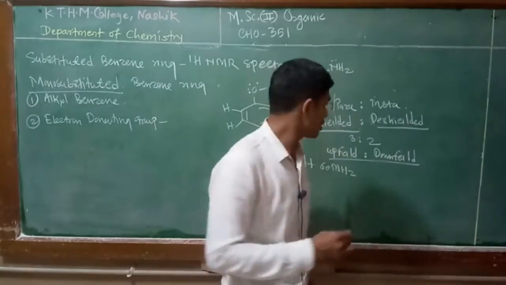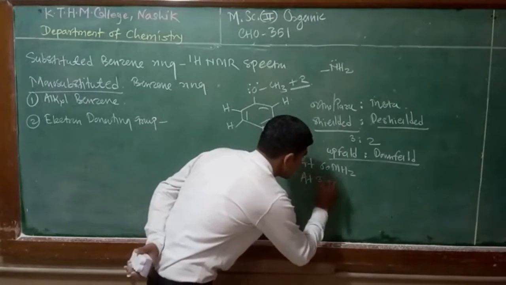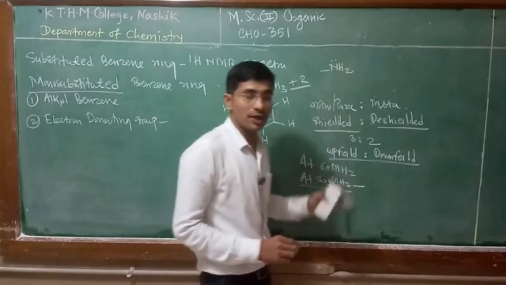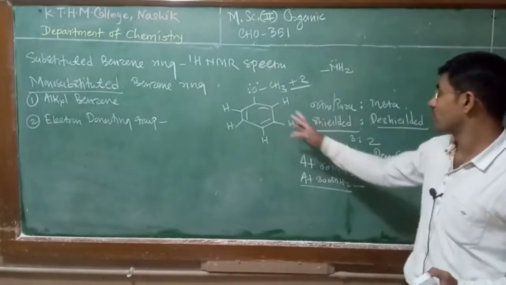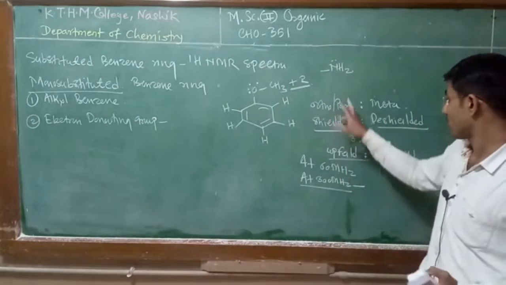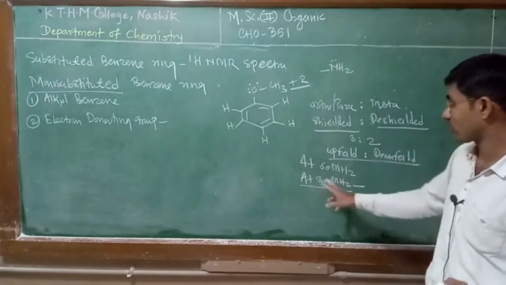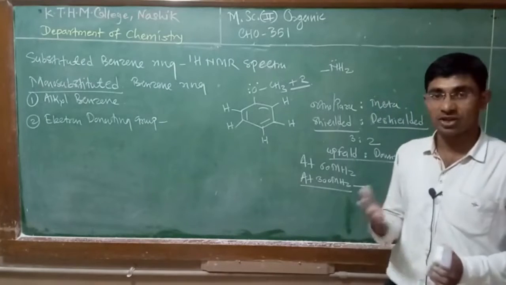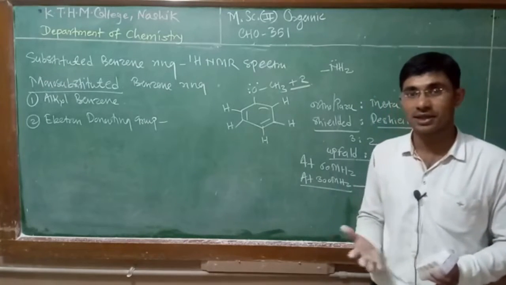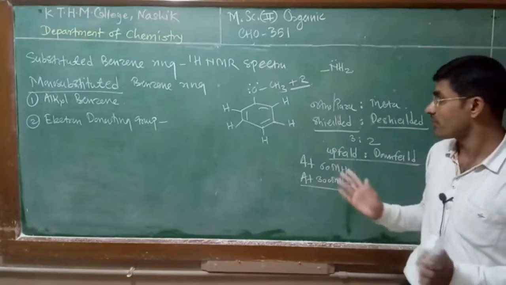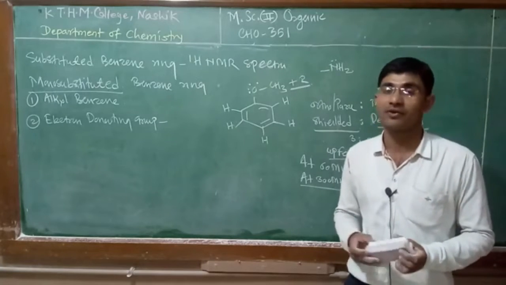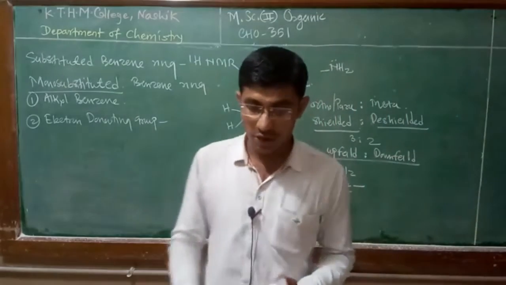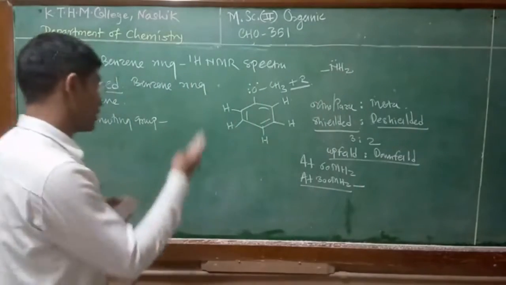But when you record the spectra at 300 megahertz instrument, means we increase the magnetic field, at that time we get the signal for the ortho and para protons upfield, and then downfield for the two protons. We get the signals, and they are completely separate from each other. Means with the help of the n plus 1 rule we can easily analyze and interpret the spectra. This is about the electron donating groups like methoxy and NH2.